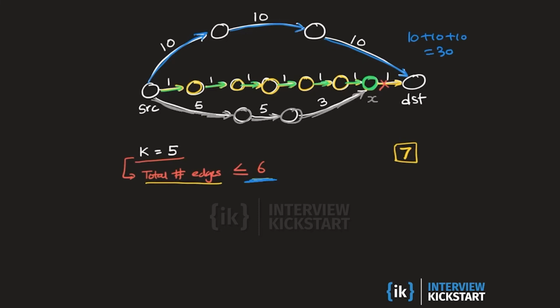This grey path, if extended with that cut edge which we just dropped, would make us reach the destination with a total cost of 5 plus 5 plus 3 plus 1, which is 14 units, and it would have exactly 3 stopover points. So it wouldn't be violating the constraints of the problem. The total number of edges along it would be 4. 4 is less than or equal to 6.